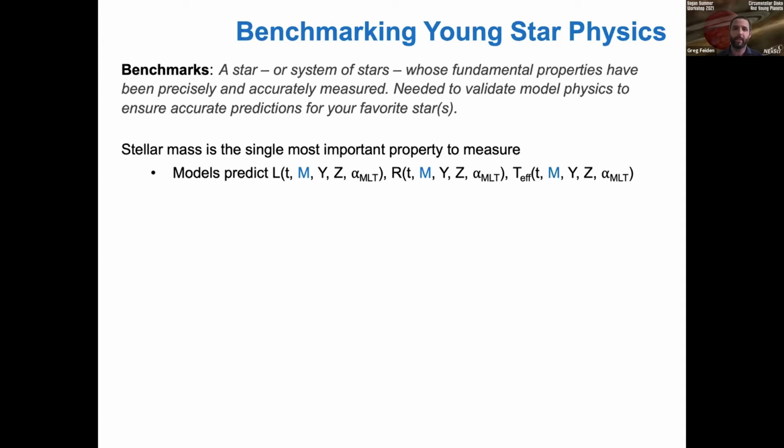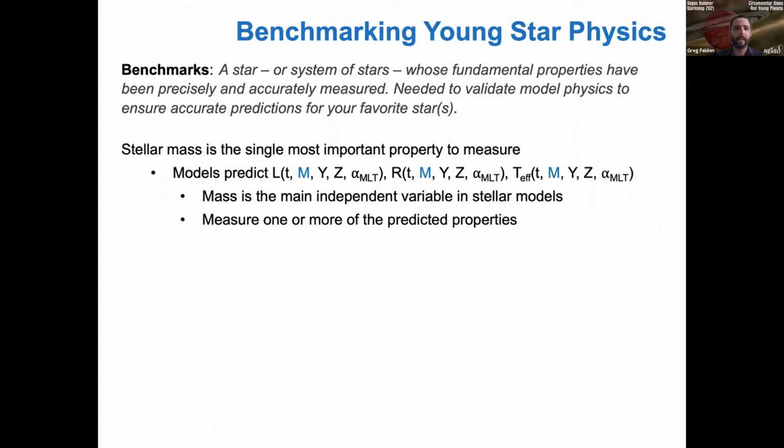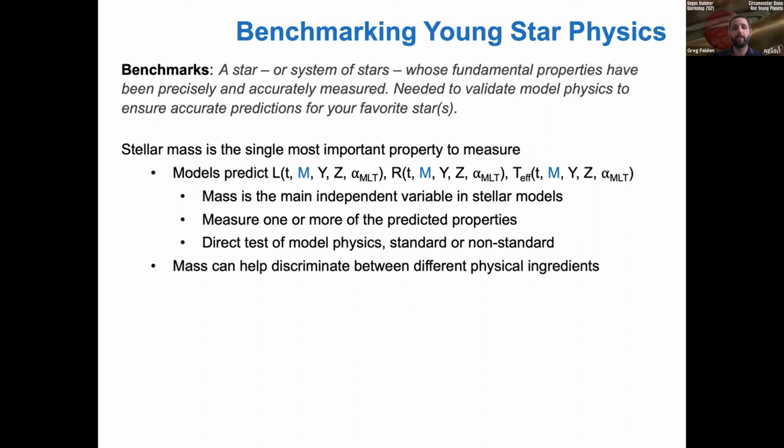You have helium abundance Y, your metal abundance Z, your mixing length parameter, and a whole host of other free parameters that kind of sneak in, and other physics that enter as well. And so the mass is really the main independent variable in all of these stellar models, and we have to give our models a mass to be able to ask what the properties of a given star would look like. So you have to measure a mass and then one or more of the other predictive properties, luminosity, radius, temperature, to get a direct test of model physics.